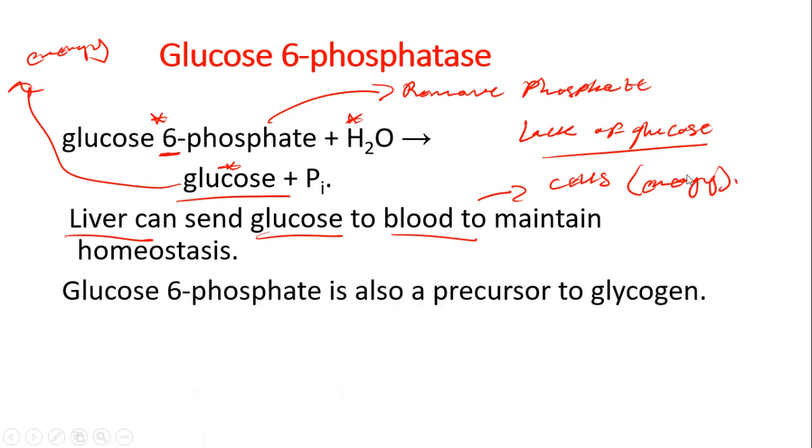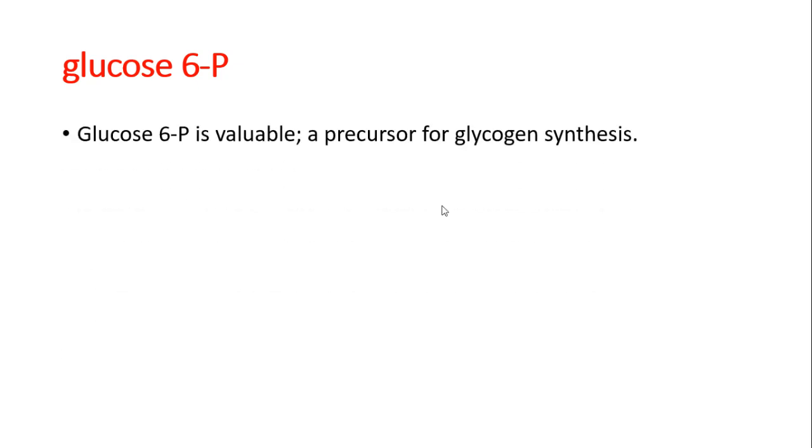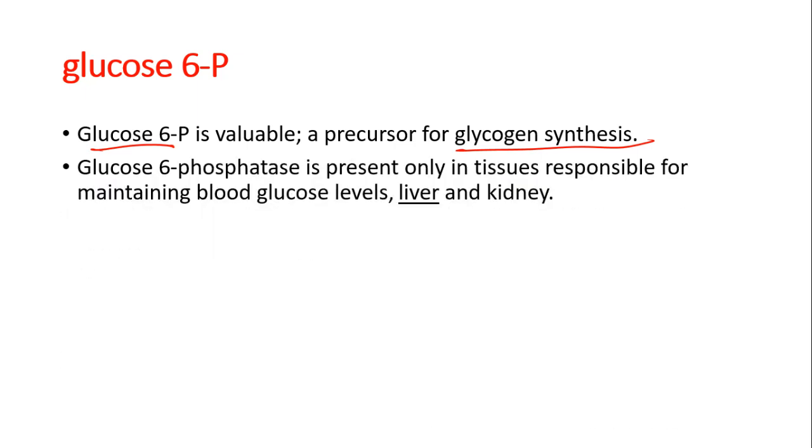All right. Now you need to understand one thing. Glucose 6-phosphate is a precursor of what? Of glycogen synthesis. And then another thing which we need to understand is that glucose 6-phosphatase is present only in tissues responsible for maintaining blood glucose, such as the liver and the kidney.